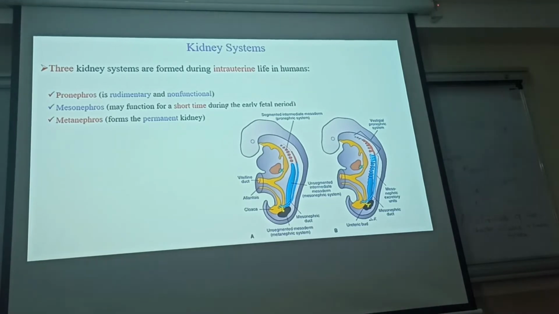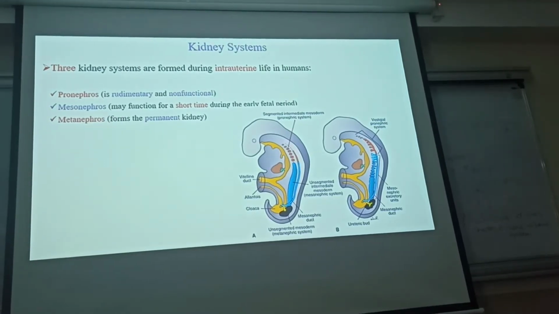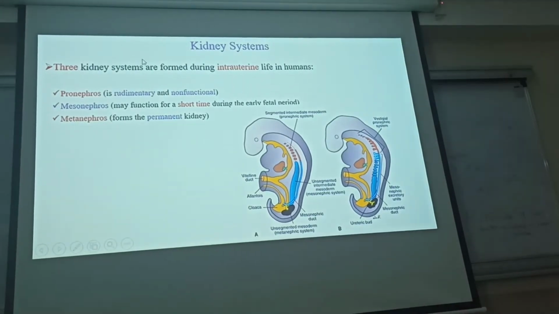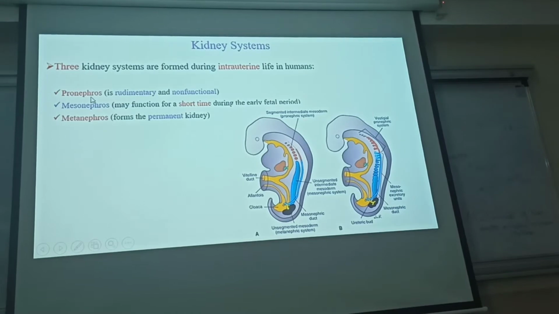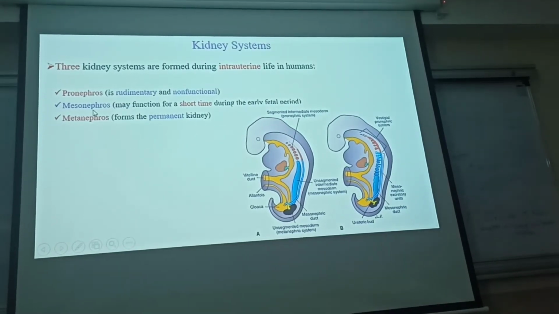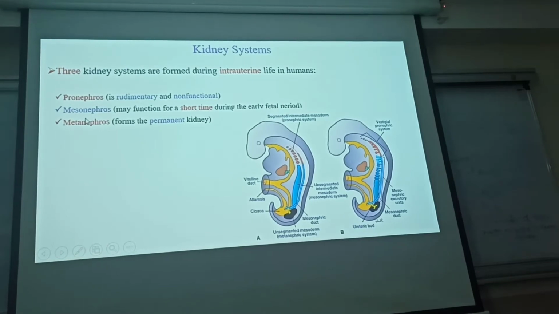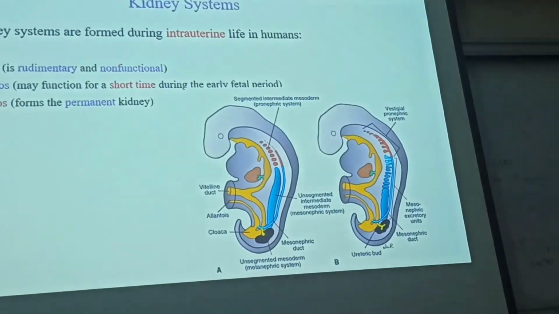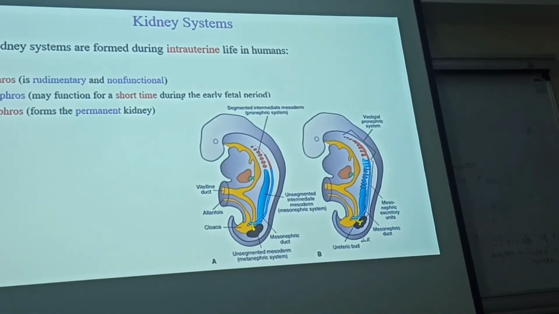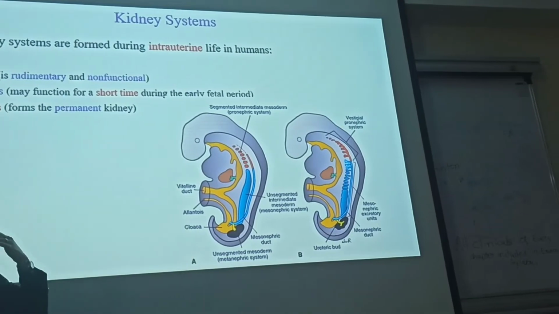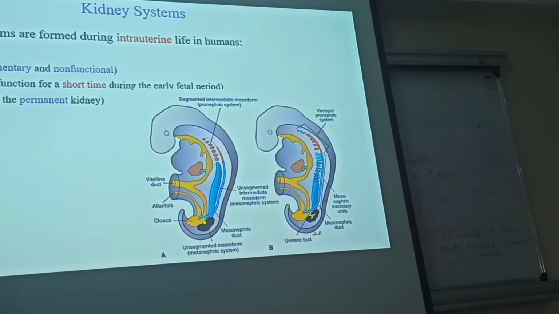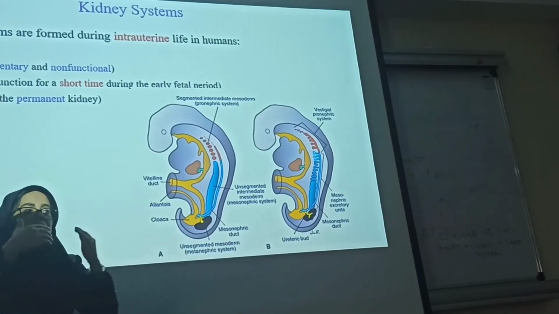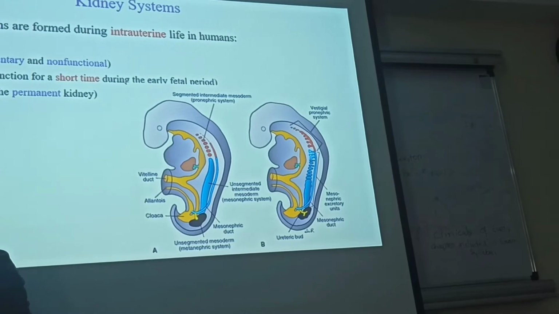In the embryo, there are three kidney systems. One, polynephros, two, mesonephros, and three, metanephros. Please look at this picture carefully. Which section do you see in this picture? Frontal, sagittal, or transverse? Sagittal section. In this picture, you can see a sagittal section of embryo.